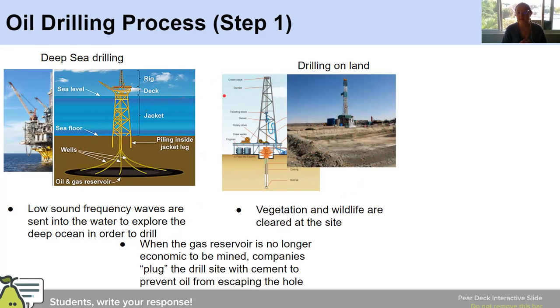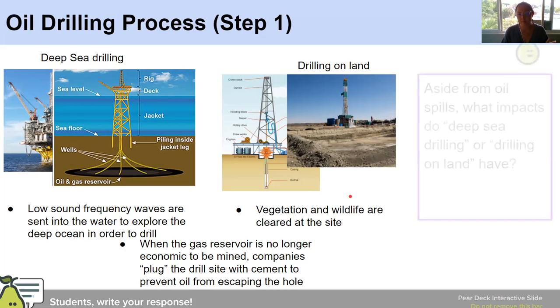When the oil and gas reservoirs are no longer economic to be mined, meaning that it takes more money to mine than it does to sell, that's when companies stop drilling. That doesn't mean that the oil has run dry, but it just means that it's no longer economic for them to do so. Then these companies will plug the hole with a cement plug of sorts to prevent the oil from spilling out.